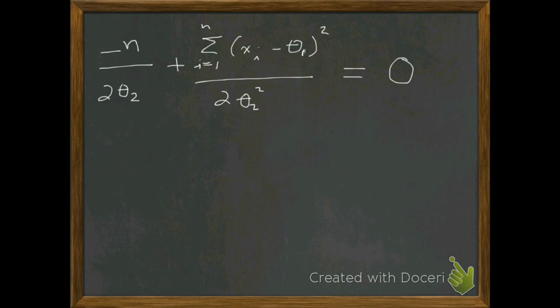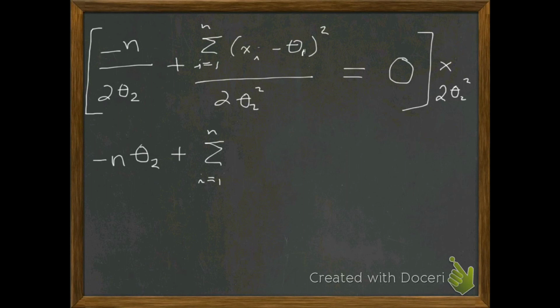And probably what I want to do is multiply through by, I don't know, what do you think, 2 theta 2 squared. So this will give me negative n theta 2 plus, let's see. Okay, so we get theta n. Yeah, this works out nicely. Okay, so i equals 1 to n, and we have x sub i minus theta. Yeah, it's going to work real nicely.